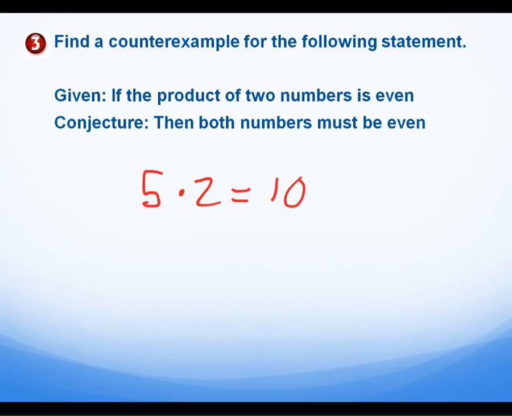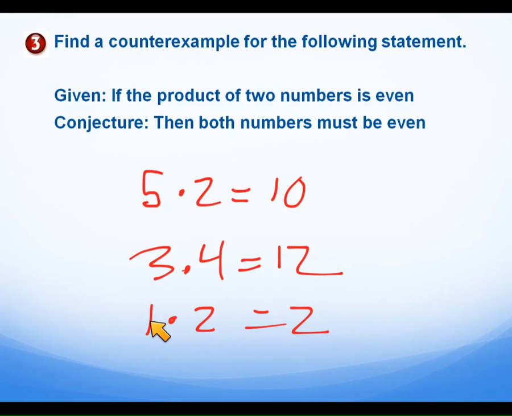What's another one? 3 times 4 is 12. One number is even, one is odd, but their product is even. What's another one? Yeah, Brittany. 1 times 2. Their product is even, one number is even, one number is odd. Okay, those are good counterexamples. Like I said, oftentimes there's a bunch of different counterexamples. The conjecture has to be false, the given has to be true.